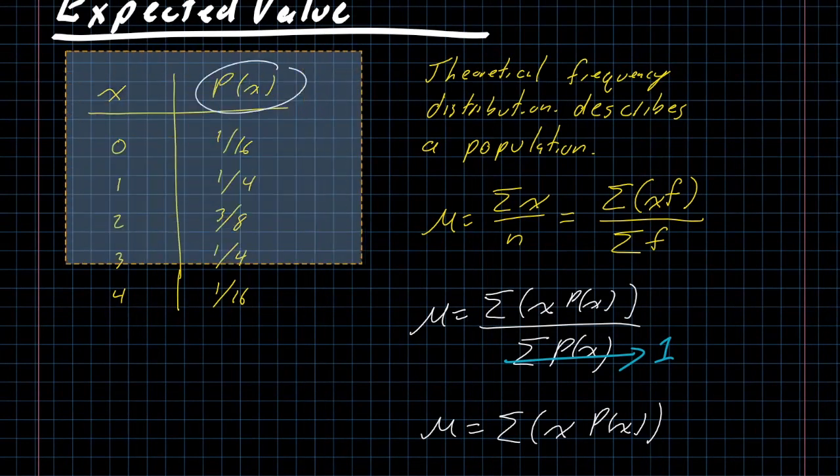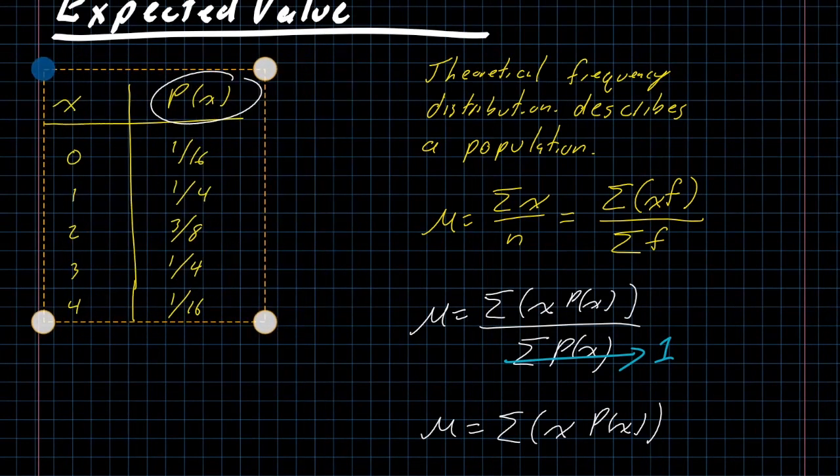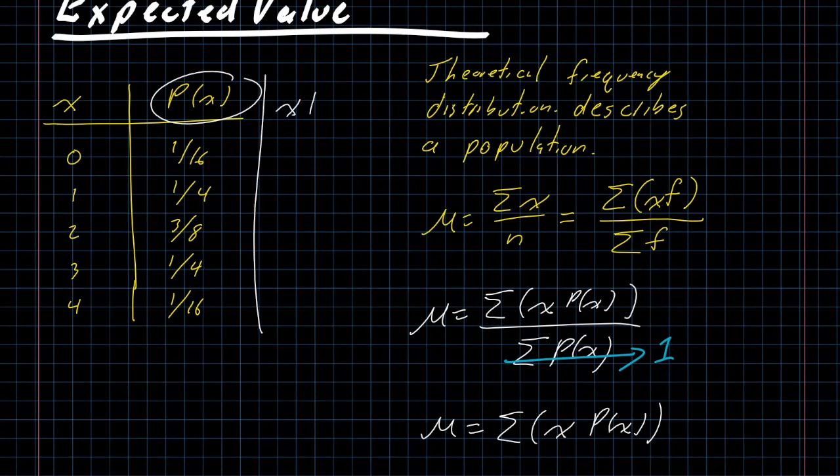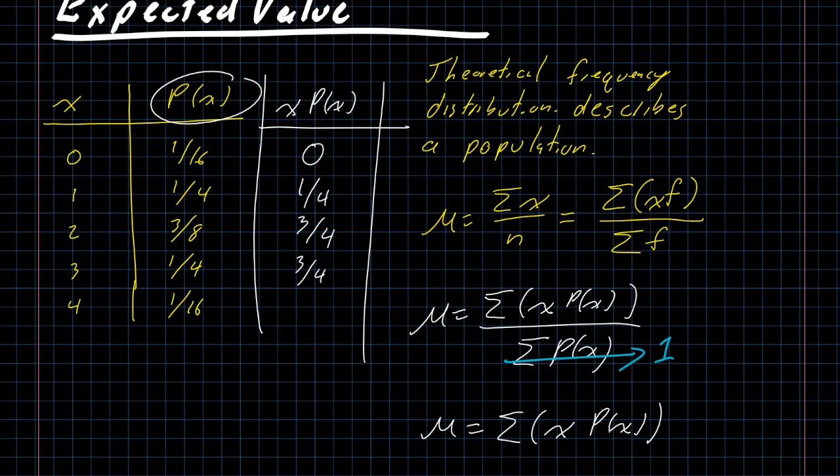Right. I think I have enough space here. Let's slide this frequency table over, or I guess probability distribution table over, so that I can introduce one more column, x times p of x. All right, 0 times 1/16 is 0. 1 times 1/4 is 1/4. 2 times 3/8 is 6/8, which reduces to 3/4. 3 times 1/4 is 3/4. 4 times 1/16 is 4/16, which also reduces to 1/4.